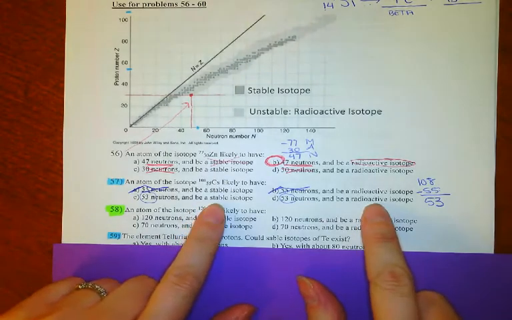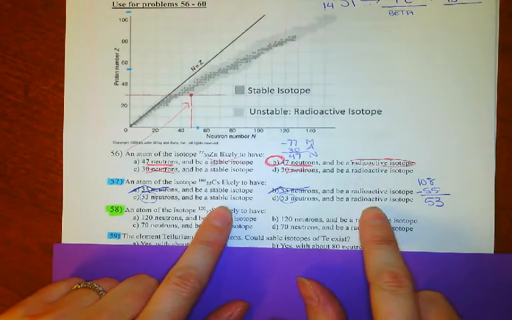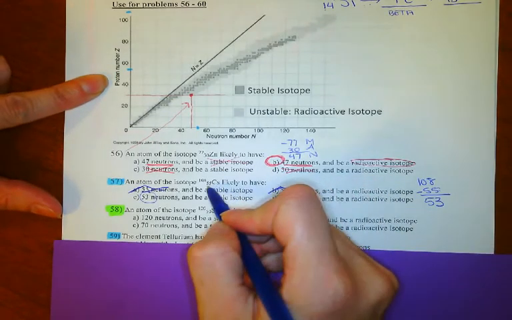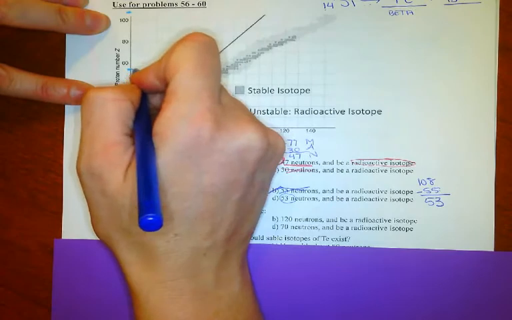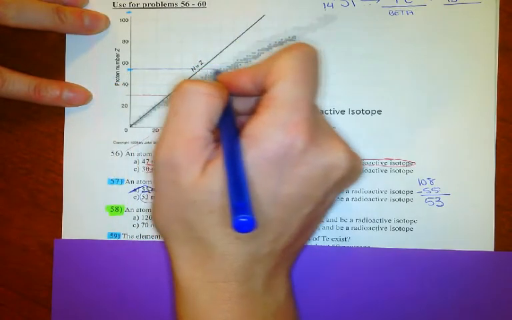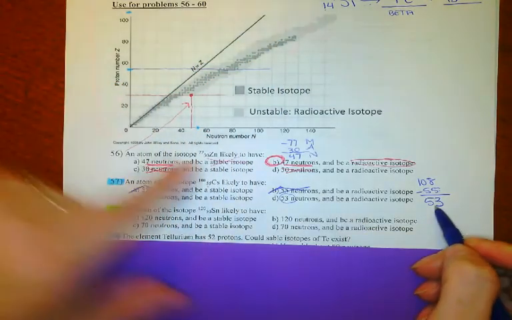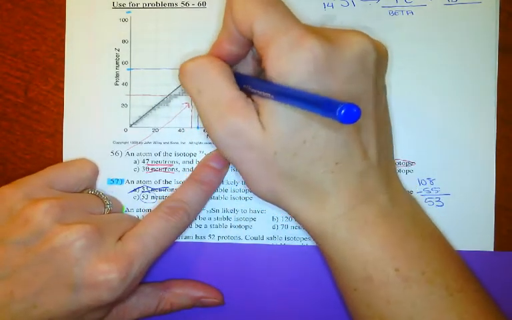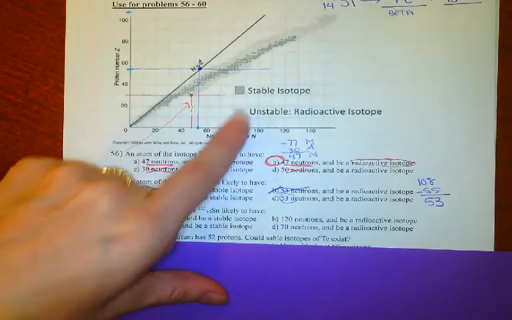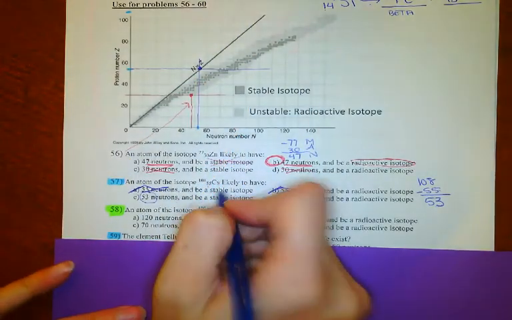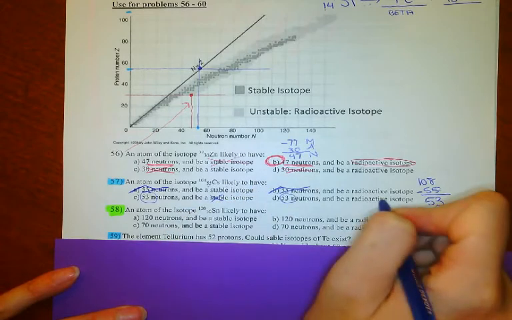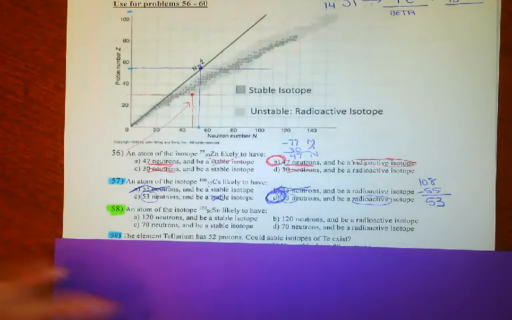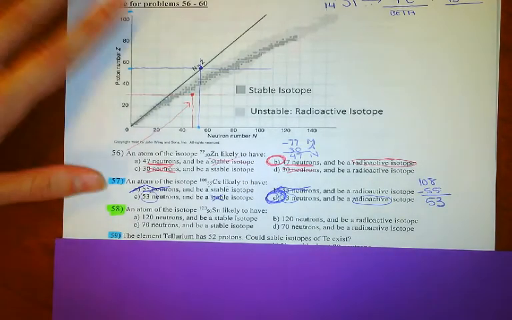Then my next choices are between is it stable or radioactive. So I'm going to graph 55 protons, because it says 55 right there. 55 protons right about in the middle here, versus 53 neutrons. 53 neutrons is right about there. So if we do that, that is not in the dark stable region. So I would say it's not stable. It's going to be a radioactive isotope. So my right answer should be D. Okay, that's the same way you're going to do 58, so try that one on your own.